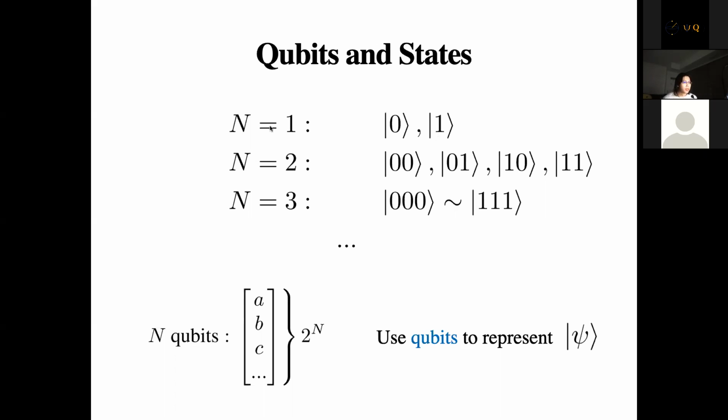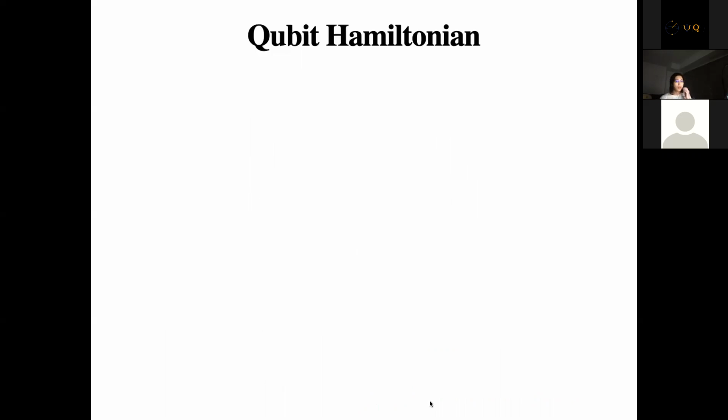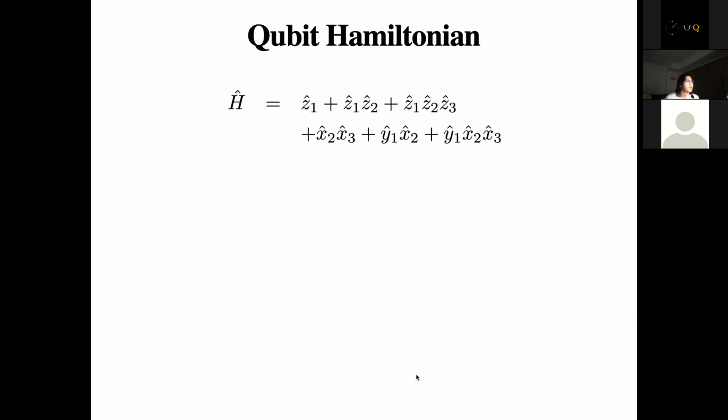So now we have addressed one of the exponentially large items, psi. Let's look at how we represent the Hamiltonian. I skipped through a lot of steps for this, but the Hamiltonians you will see for quantum computers are usually of this form, where you have X, Y, or Z operators, where the subscripts tell you on which qubits they act.